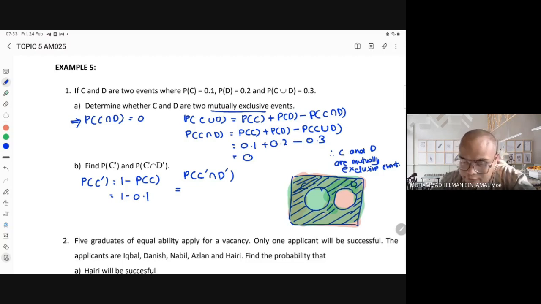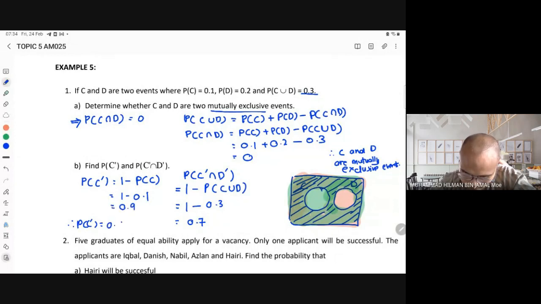So we know that in order to find the area outside here, we need to minus the probability of C union with D. Okay, so this is equal to 1 minus C union D, which has been given, which is 0.3. So we will get 1 minus 0.3 is equal to 0.7. Okay, so probability of C prime is equal to 0.9 and probability of C prime intersect with D prime is equal to 0.7.